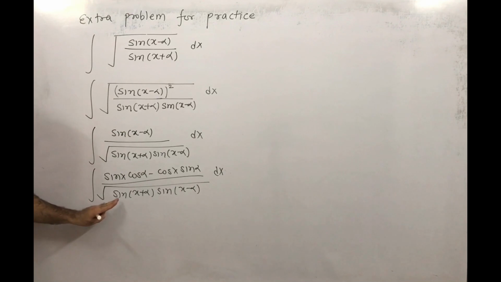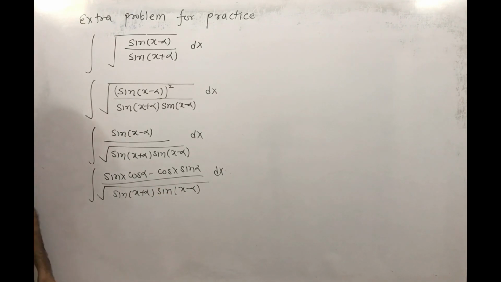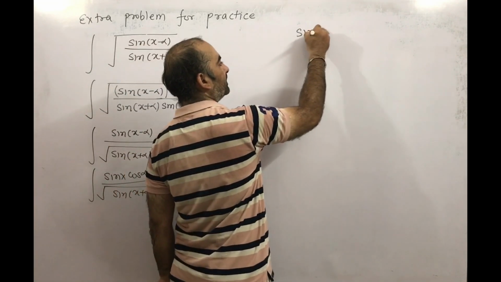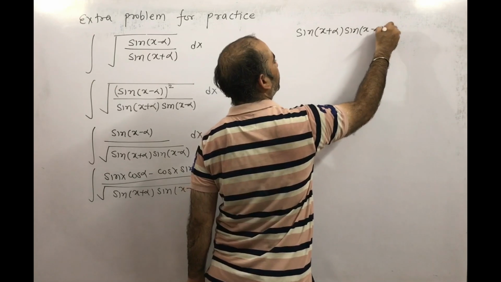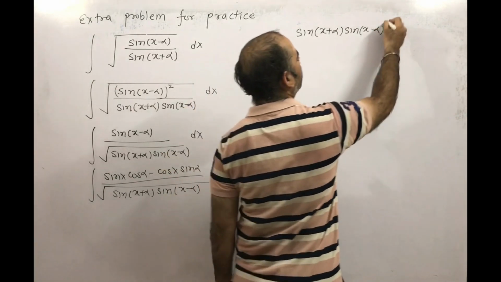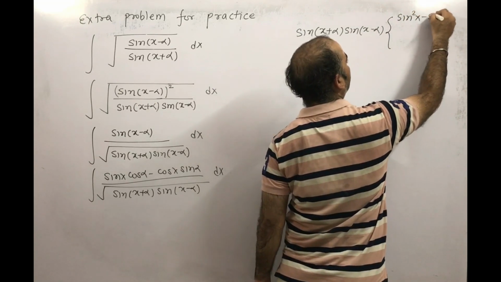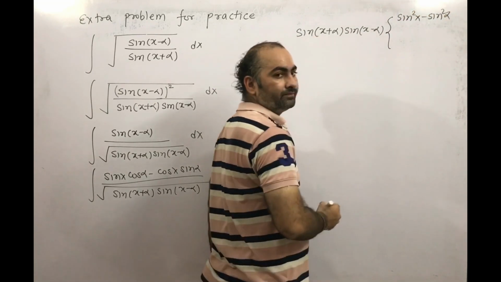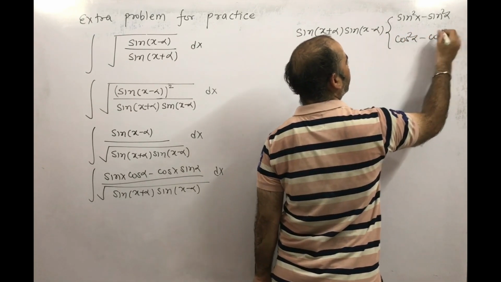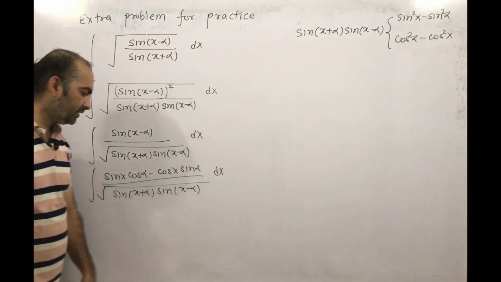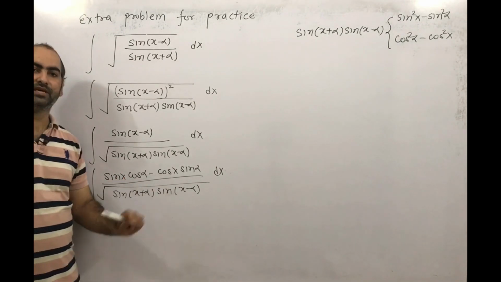Okay. Now sine of x plus alpha into sine of x minus alpha, there are two formulas. We can write it in two ways. First is sine square x minus sine square alpha. The other way is cos square alpha minus cos square x. So there are two ways. Okay, so here what to write. First, this one we are doing separately.